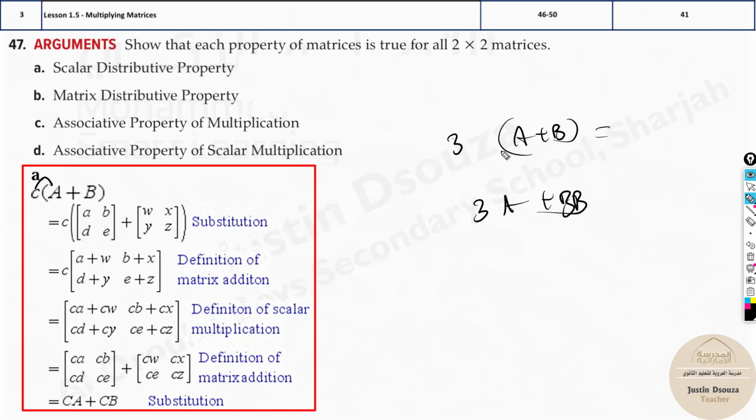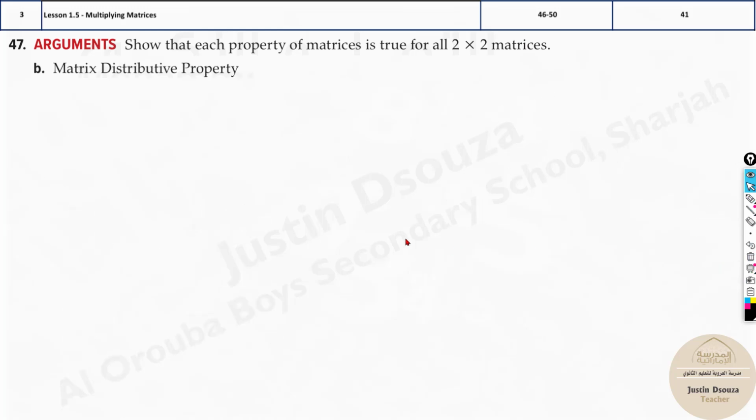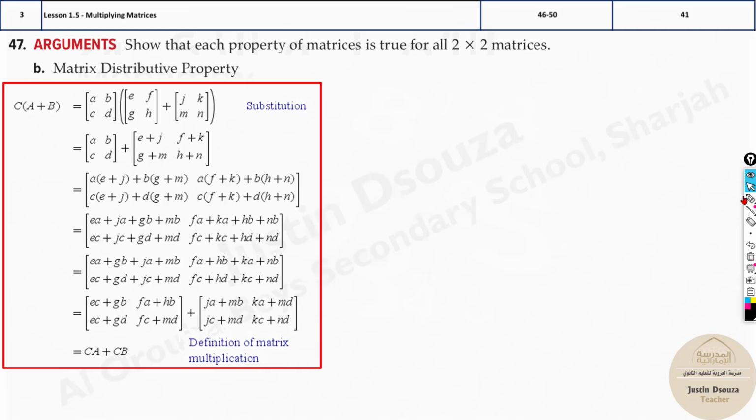You can take any 2 random values and check. You can take some numbers also and you can check. See over here, they are doing the same thing. Ultimately over here, C times A plus B is CA plus CB. That is what you're getting. So this is called the scalar distributive property, because when a scalar is multiplied, you can multiply it to each of the matrices.